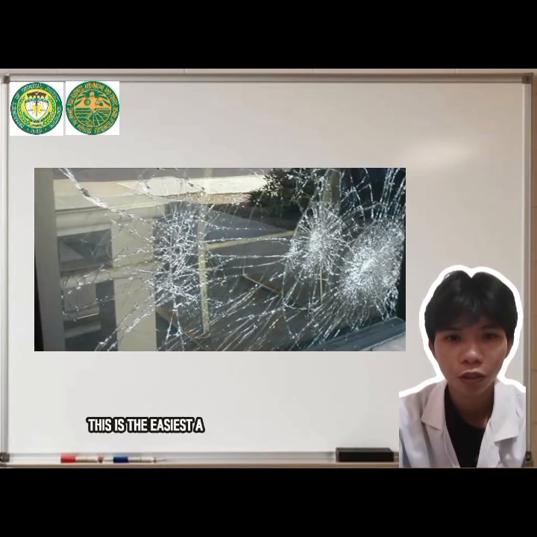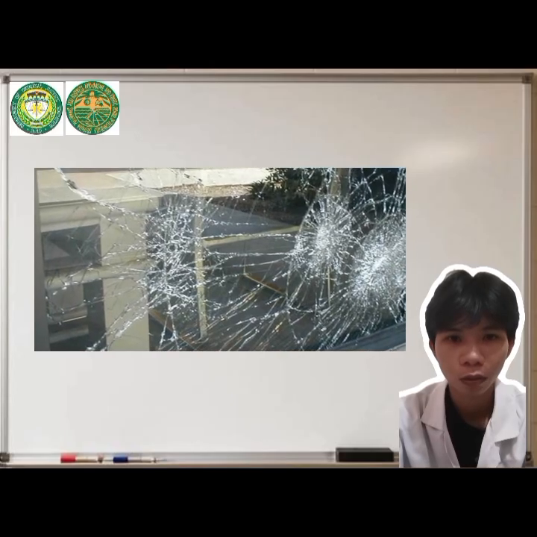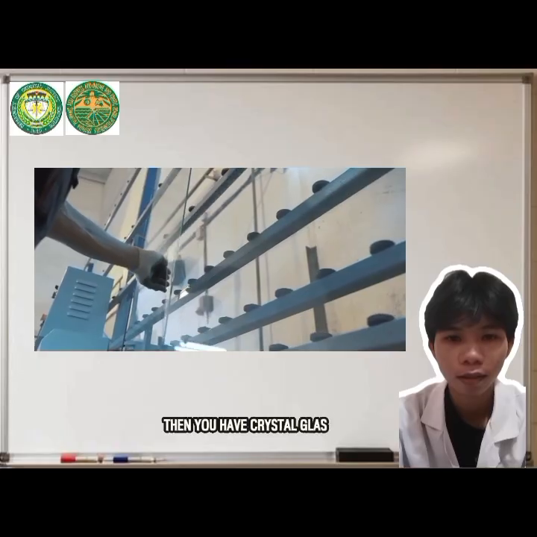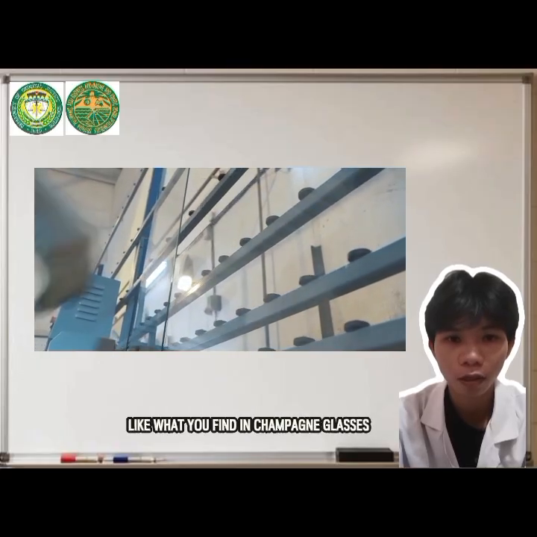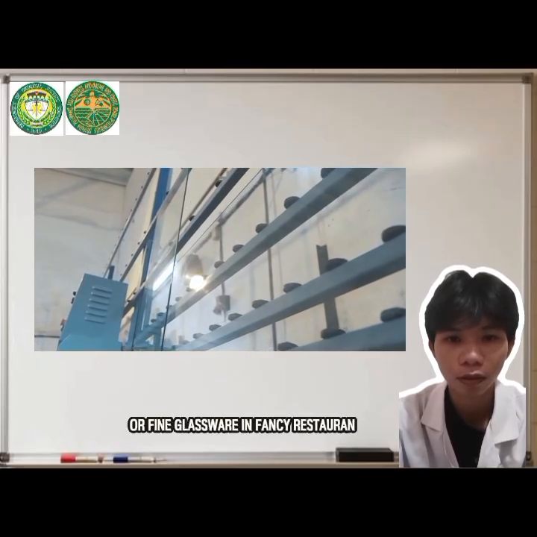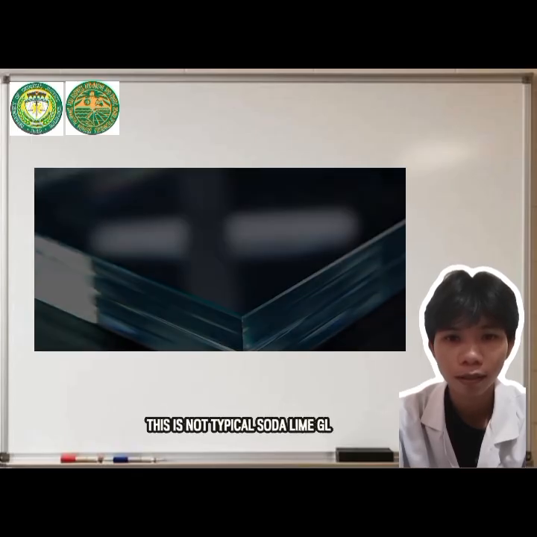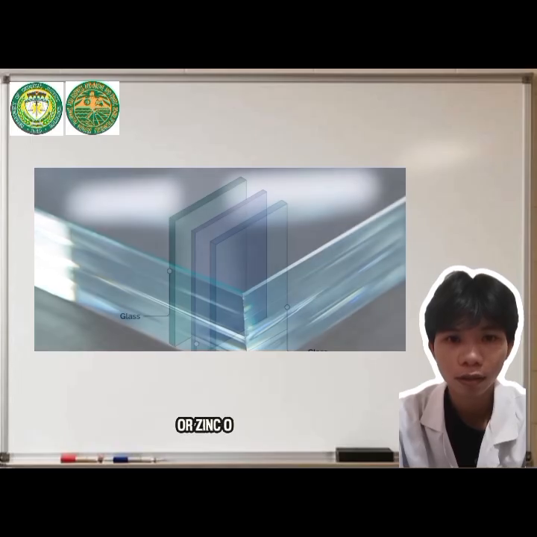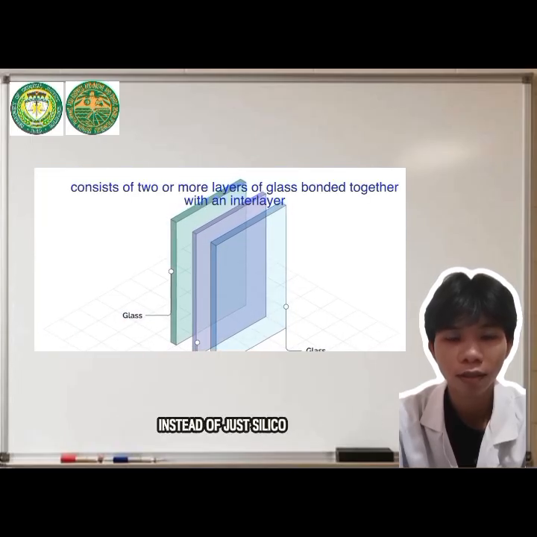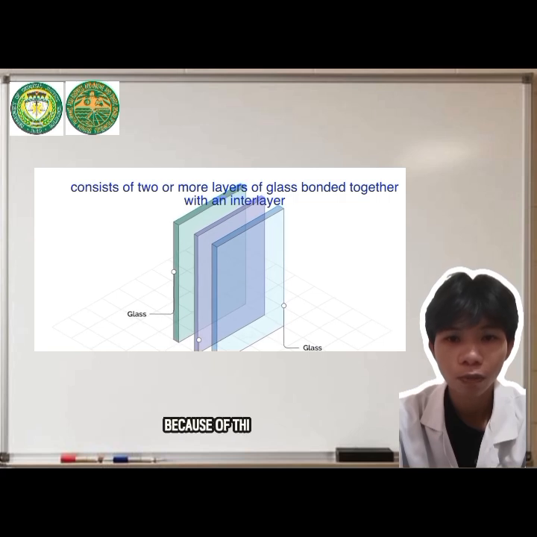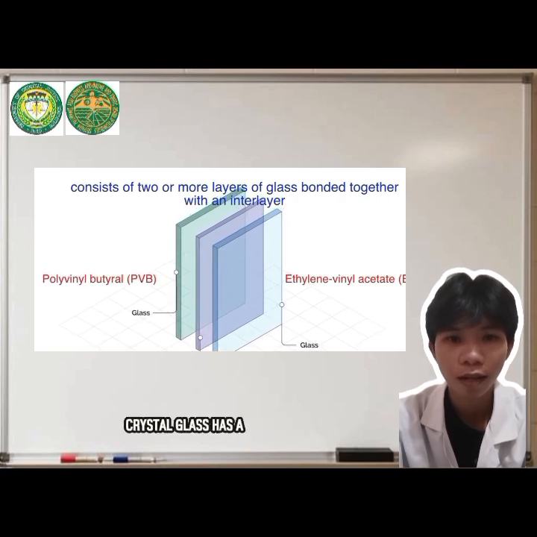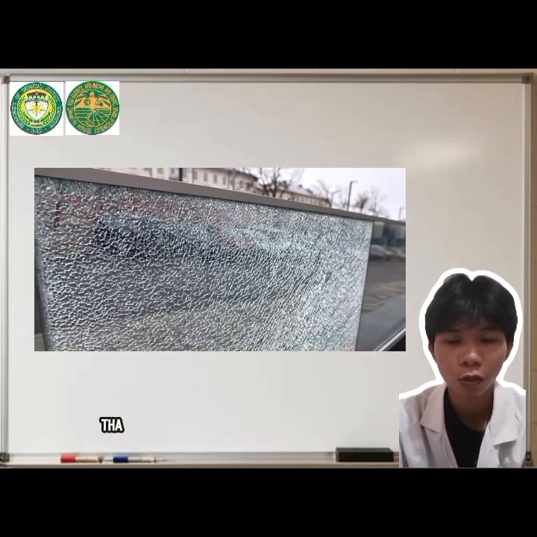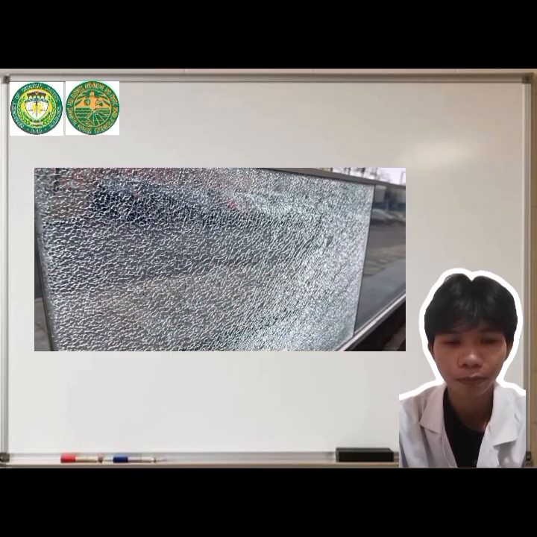This is the easiest and cheapest way to produce glass, which is why it's commonly used in construction. Then you have crystal glass, like what you find in champagne glasses or fine glassware in fancy restaurants. This is not typical soda lime glass. It can contain about 30 to 40% barium oxide or zinc oxide instead of just silicon dioxide. Because of this composition, crystal glass has a high refractive index, which makes it look glittery and sparkly. That's why it appears more elegant and beautiful.